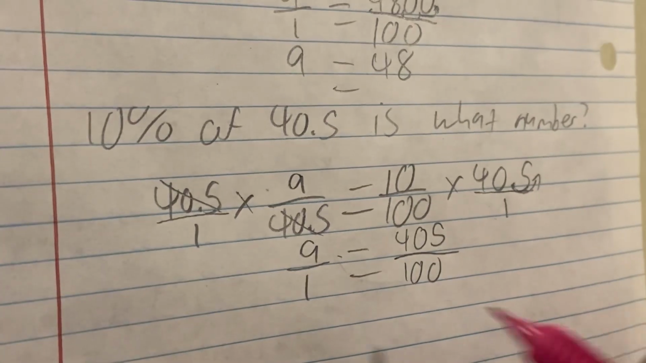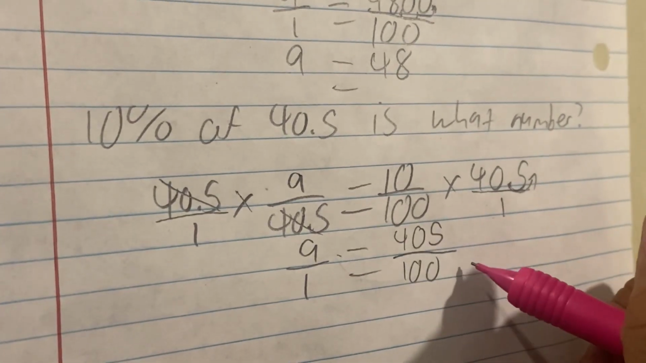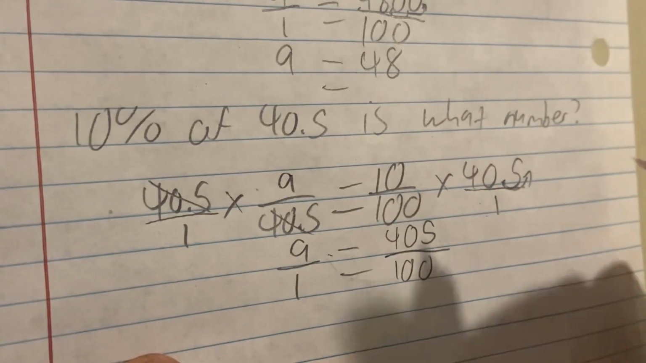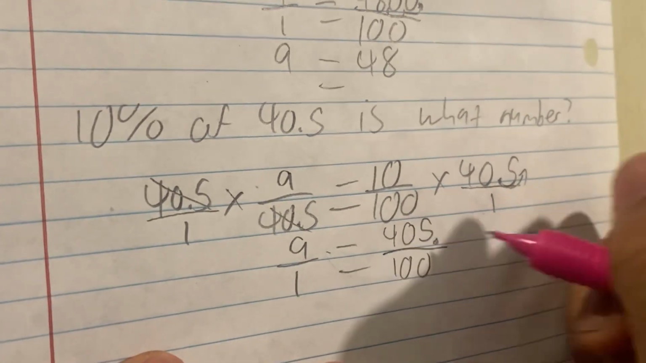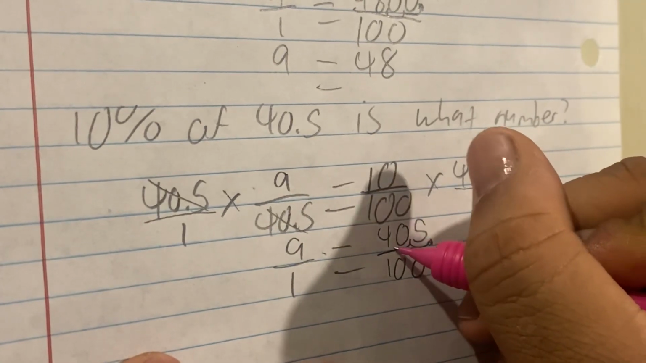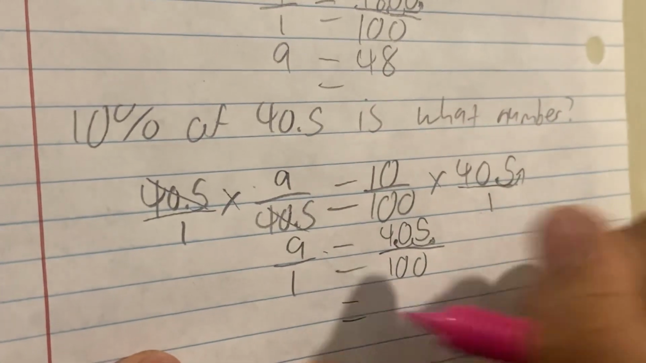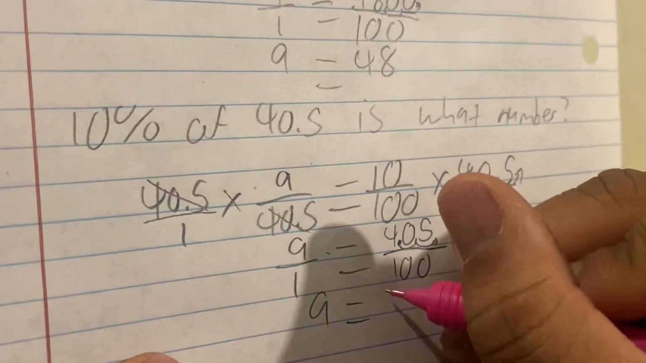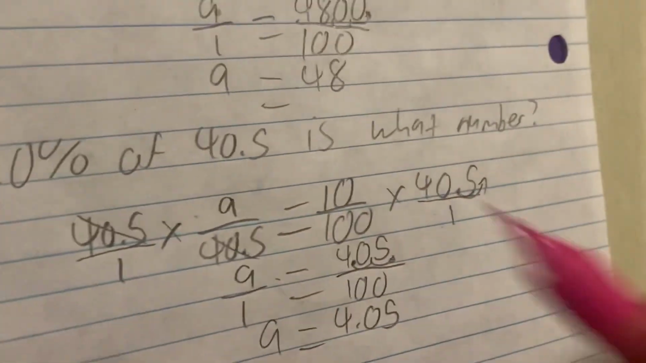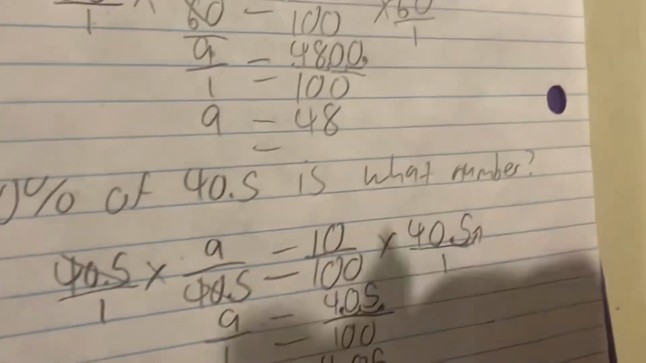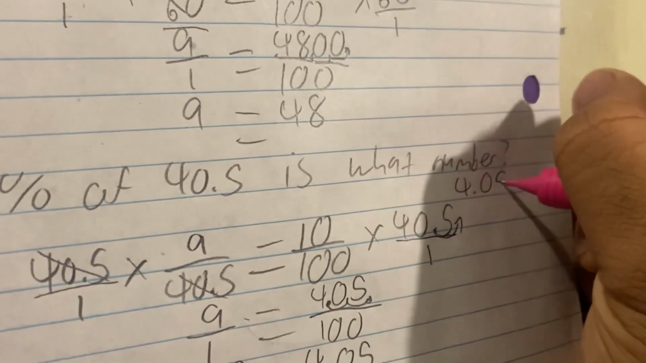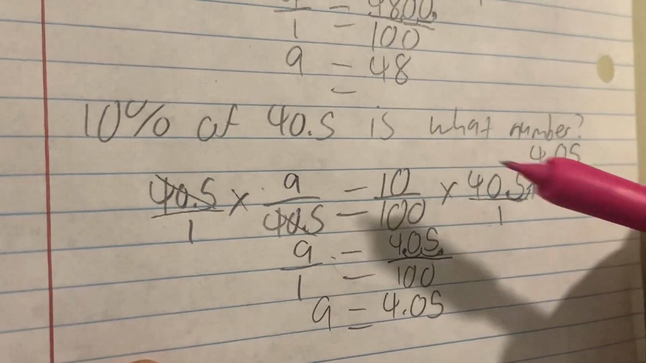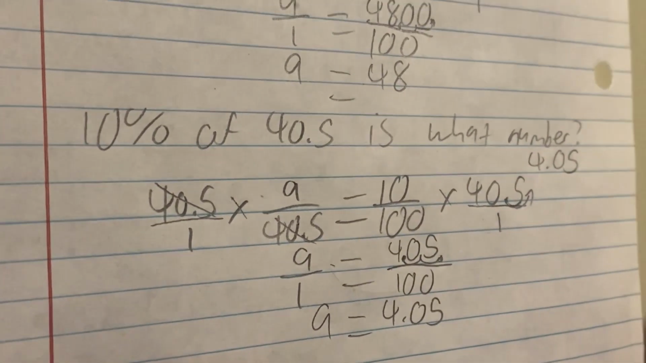So remember, like I said, you could plug this into a calculator. You could do 405 divided by 100. Or you can do my hack, where we're basically going to move the decimal point to the left 2 places. So 1, 2. So our answer is going to be A, the part is going to be 4.05. So 10% of 40.5 is what number? 4.05. So if you got this, very, very good job. If not, I want you to rewrite it again and do it the right way.